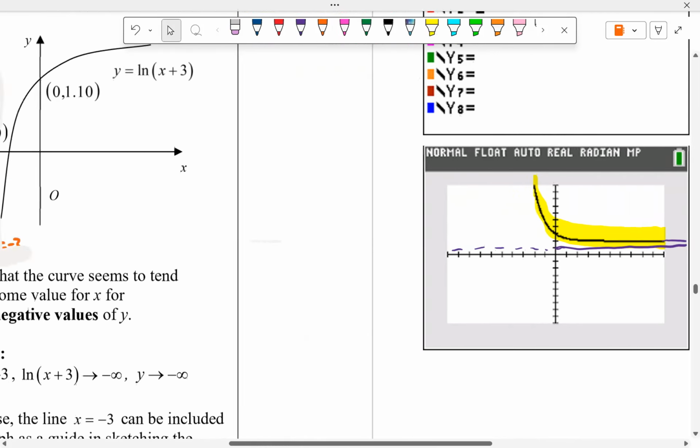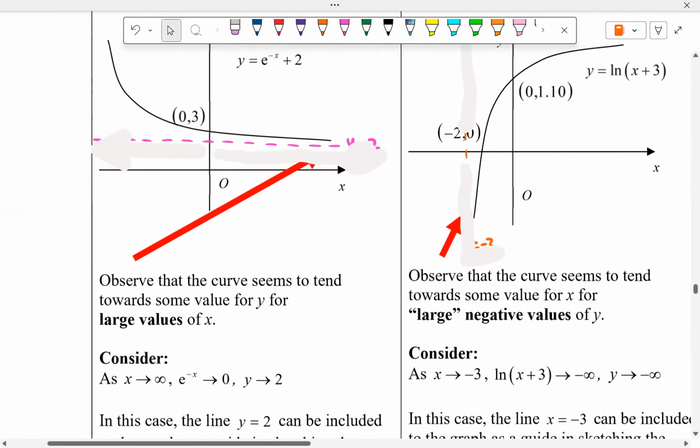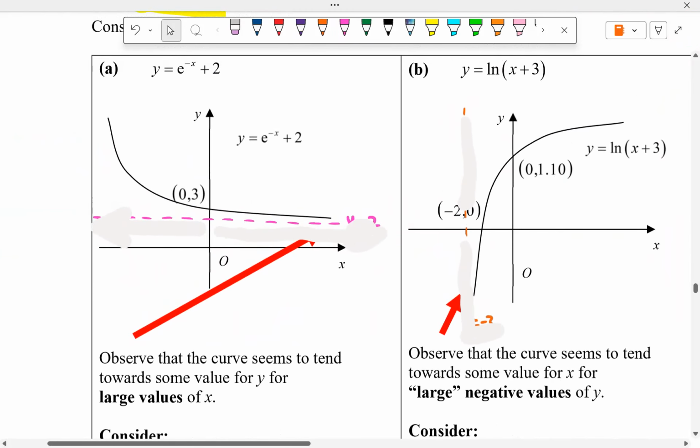Bearing in mind that asymptotes are not shown on the GC, so you will need to learn how to determine the equations of asymptotes by looking at the equation of the graph later on. Now I just introduced to you a rough idea.